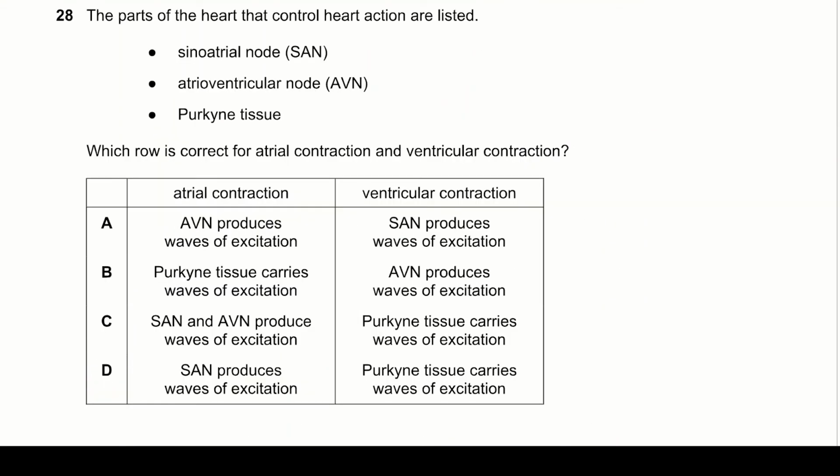28. The parts of the heart that control heart action are listed. Sinoatrial node, atrioventricular node, and Purkinje tissue. Sinoatrial node is found in the right atrium and initiates the excitation wave.